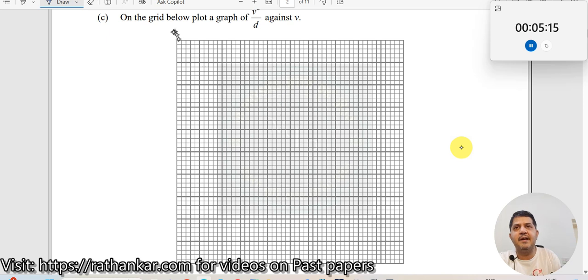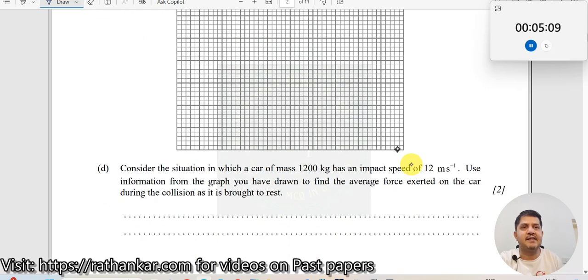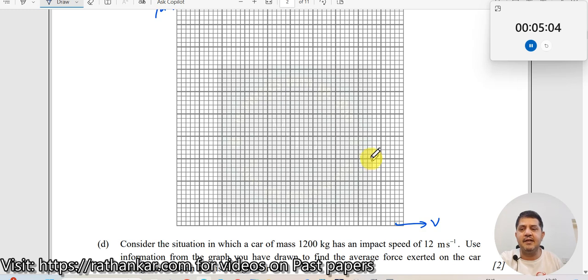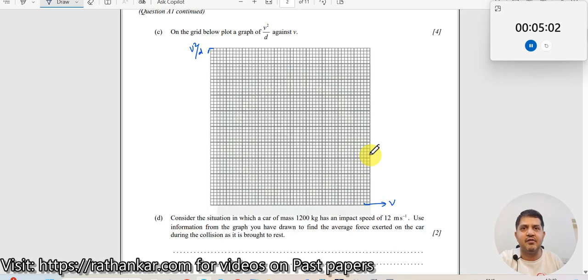So v square by d will be plotted along the y-axis and v will be plotted along the x-axis. Now how do we do this one here? Let me reduce this a little bit so that I can also view this. Okay. So now how do we plot this? We can write it like this over here.